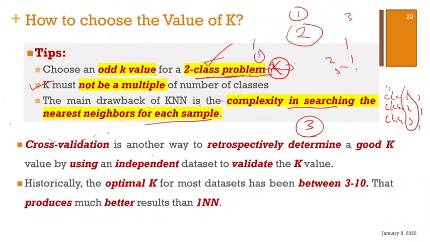Cross validation is also often recommended as a way to retrospectively determine a good value of k by using an independent data set to validate the k value. So you divide your data, use one part for training, and set the validation set aside to check if the k value you have chosen is working. However, historically, the optimal k for most data sets has been between 3 and 10. This is people talking from experience, which produces better results than one nearest neighbor.